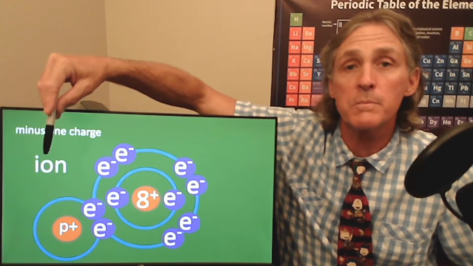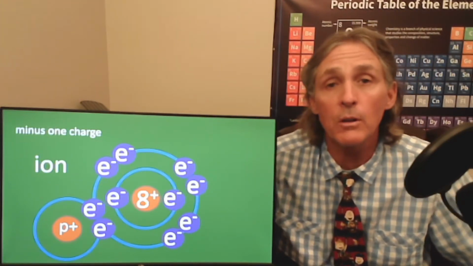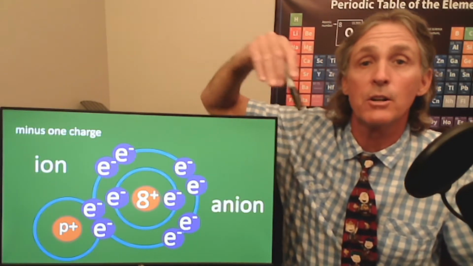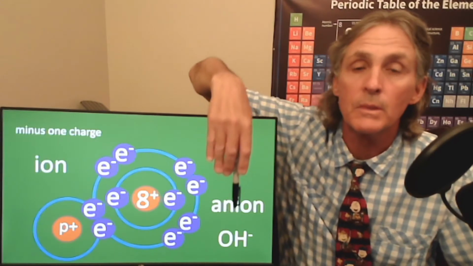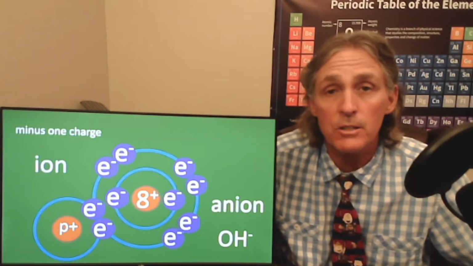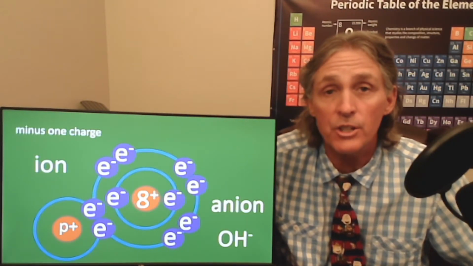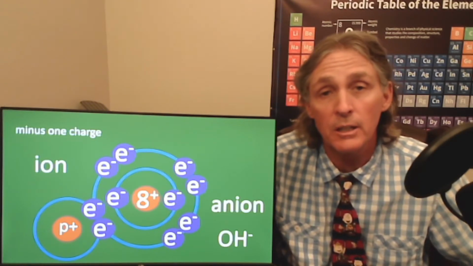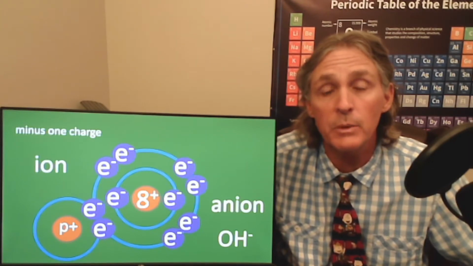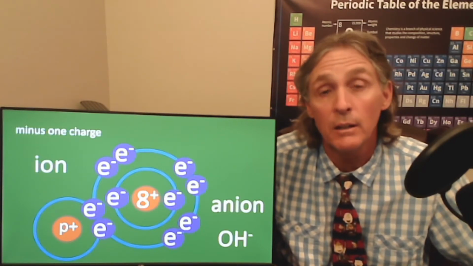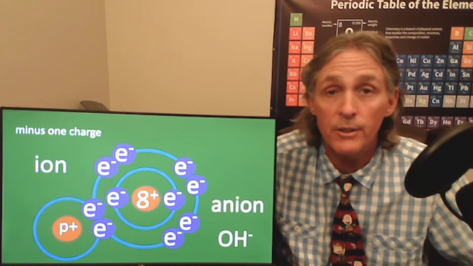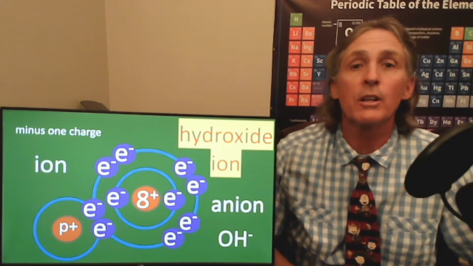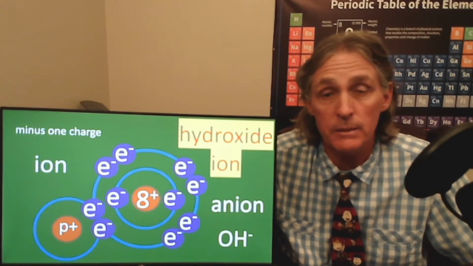Again, this is a charged molecule. We refer to charged molecules as ions. Since it carries a negative charge, it's called an anion. This particular anion is OH-, 1 oxygen atom, 1 hydrogen atom carrying a -1 charge. Again, the -1 charge is due to the fact that we have 1 more electron, 10, than we do protons, 9. This anion is called a hydroxide ion.